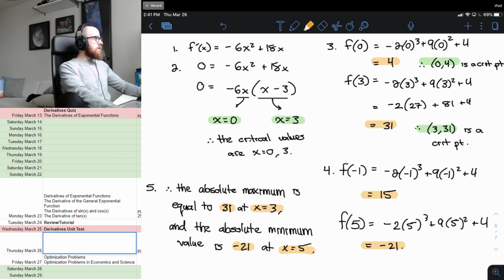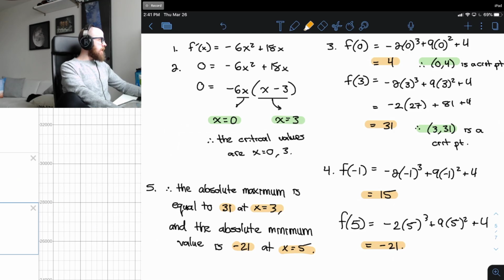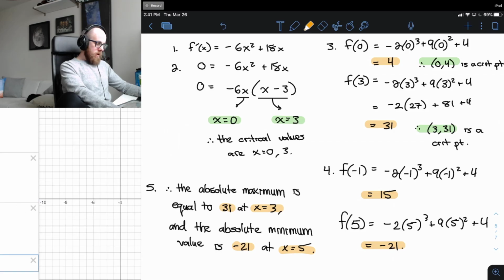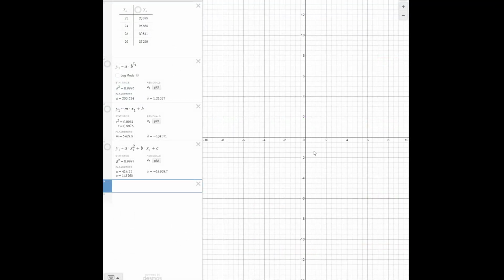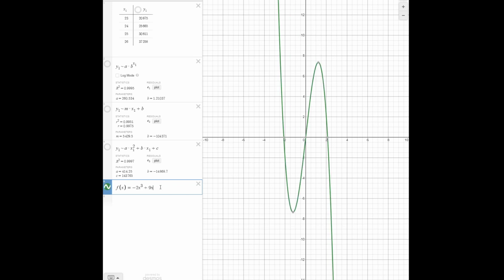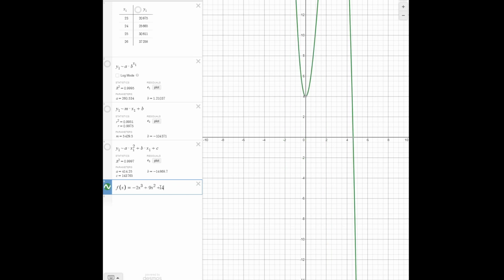Now we could even take a second and just quickly graph this thing to see if what we got was correct. Okay, so let's see what we can do here. I'll switch over to the, there we go. So I'm going to type in the function, right? So f of x equals -2x cubed plus 9x squared plus 4 over the interval -1 less than or equal to x, which is less than or equal to 5.